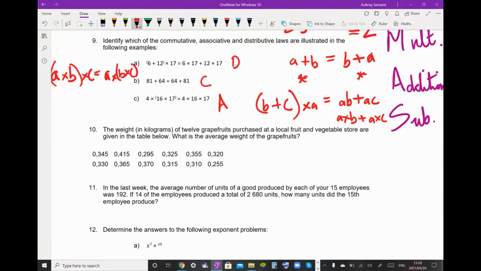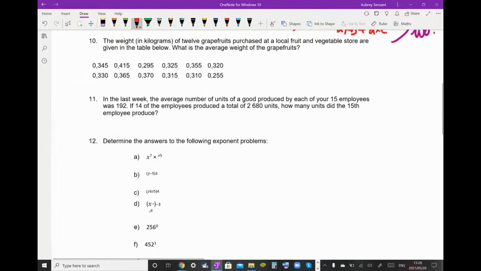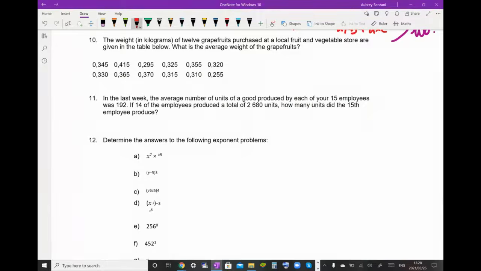Okay, right, there we go. So now we can move on to question 10. It says, the weight of 12 grapefruits purchased at a local fruit and veg store are given in the table below. What is the average weight of grapefruits? Okay, guys, grapefruit. All right, average.